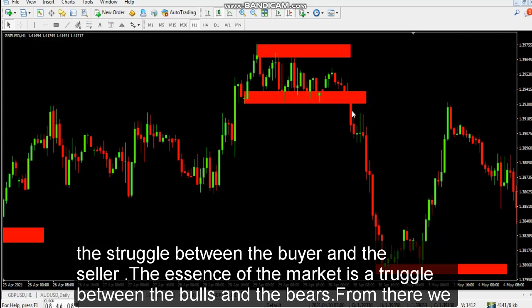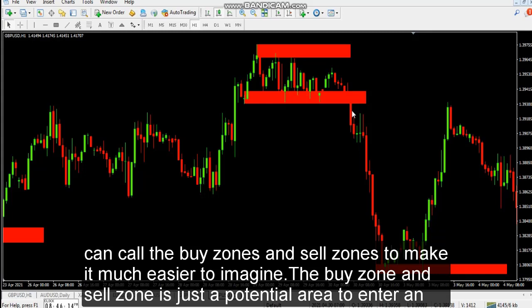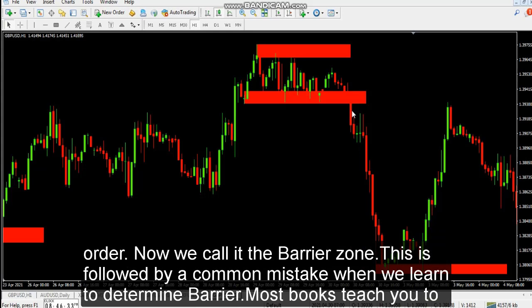From this, we can call them the buy zone and sell zone, which are much easier to imagine. The buy zone and sell zone are just potential areas to enter an order. Now, we call it the barrier zone.